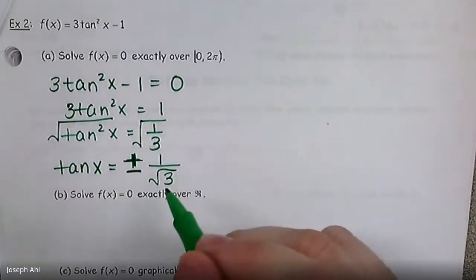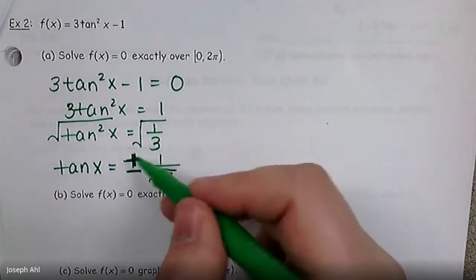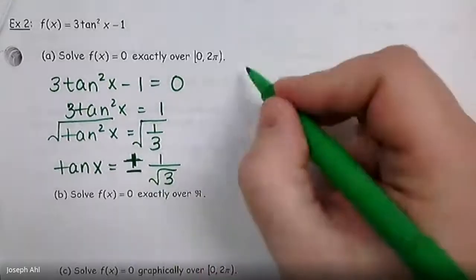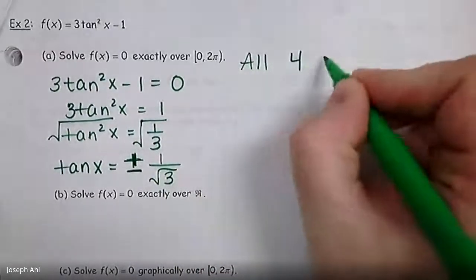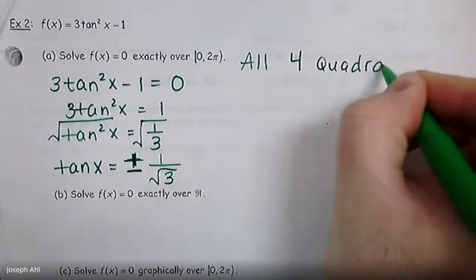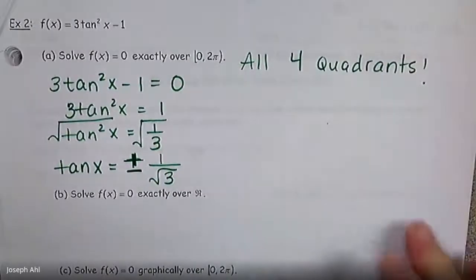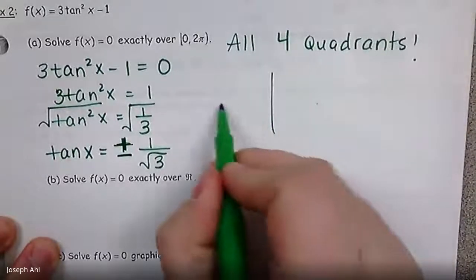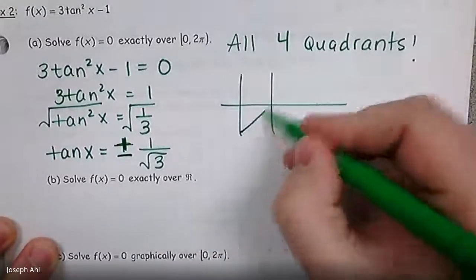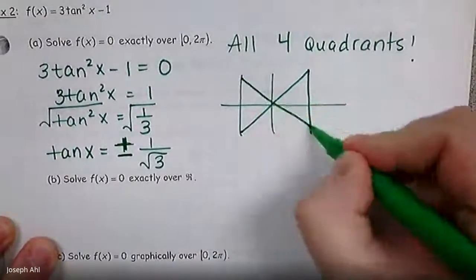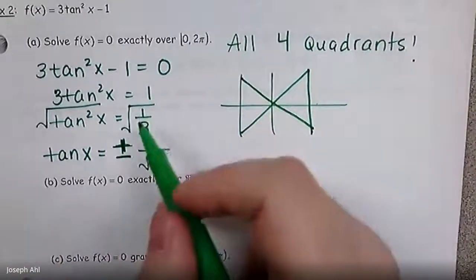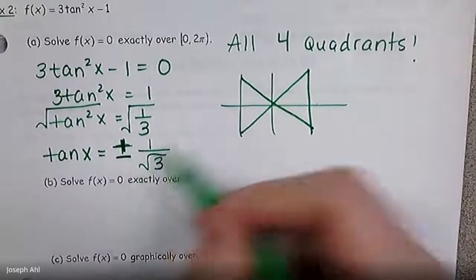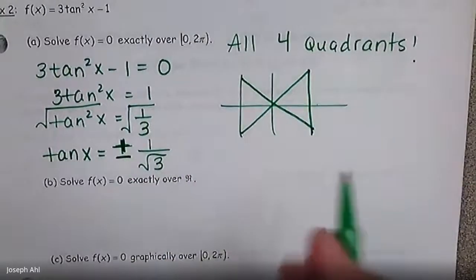Where am I going to have solutions? Well, I'm going to have solutions where tan is positive and where tan is negative, meaning that we get solutions in all 4 quadrants. We get the full-on bow tie, which I love. All right, so here we go. Here's my bow tie. And again, you would ask yourself, where's tan positive? Draw the triangles in 1 and 3. But also, where is tan negative? Oh, that's in 2 and 4. It's all 4 quadrants. Okay.